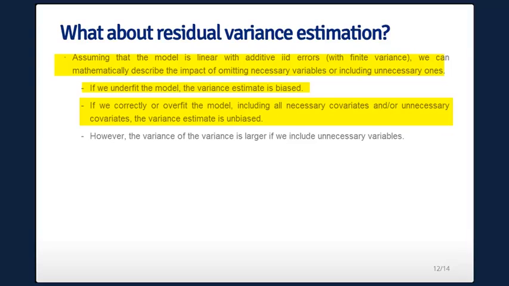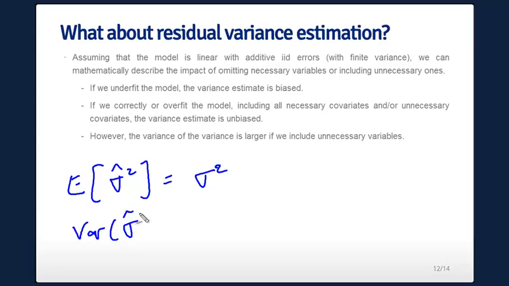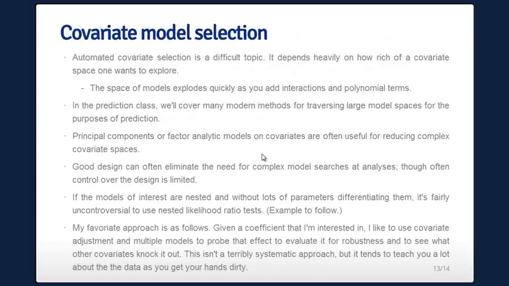So in that case, if we include all the necessary covariates and any unnecessary covariates, then the expected value of sigma hat squared is sigma squared. However, the variance of sigma hat squared, including unnecessary covariates, is going to be greater than the variance of sigma hat squared including only the correct covariates. So there is no free lunch. You can't just throw in all the covariates and get an unbiased estimate of sigma squared. There's a consequence: the variability in that estimate of the variance gets worse.